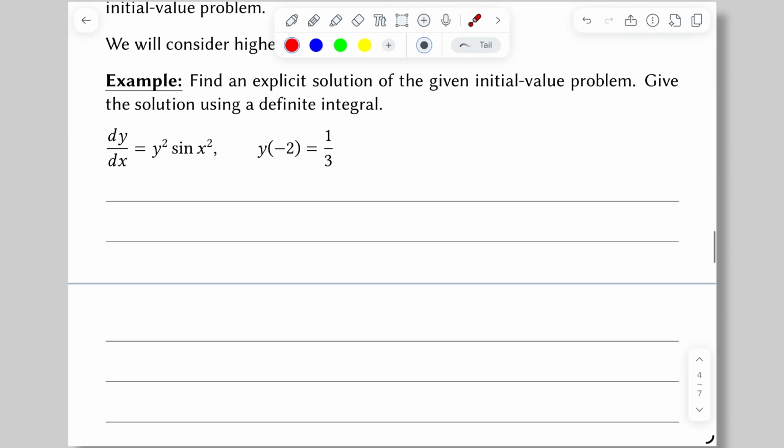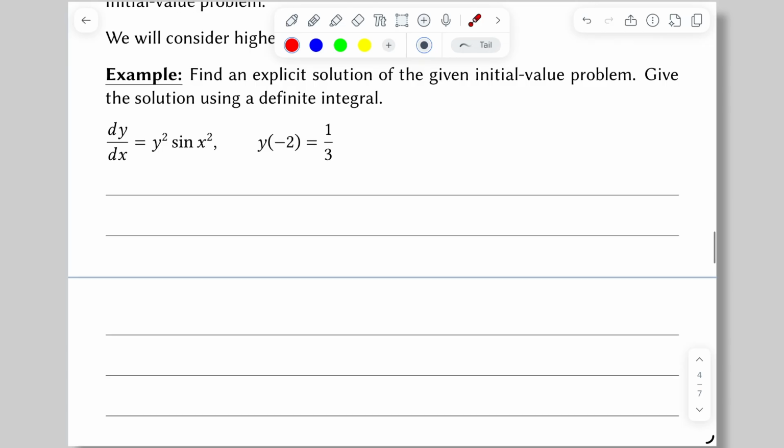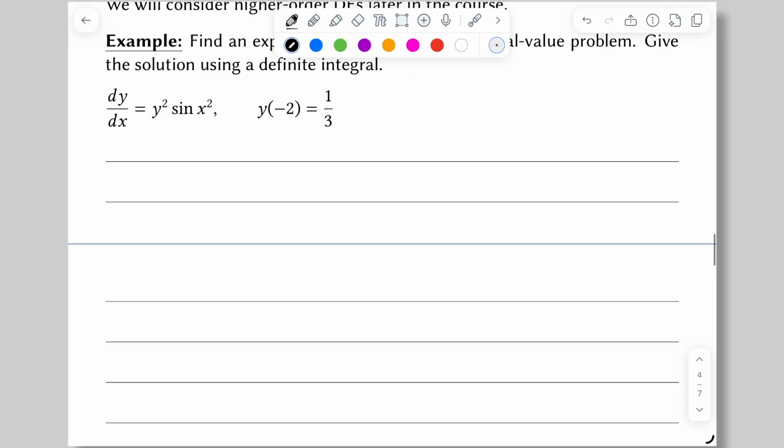For now, let's go back to solving a separable differential equation. Here we're looking for an explicit solution, so y should be isolated. The initial value problem is dy dx is equal to y squared times the sine of x squared with an initial condition y of negative 2 is equal to 1/3. Now we're first going to separate. So we have y to the negative 2 dy is equal to the sine of x squared dx.